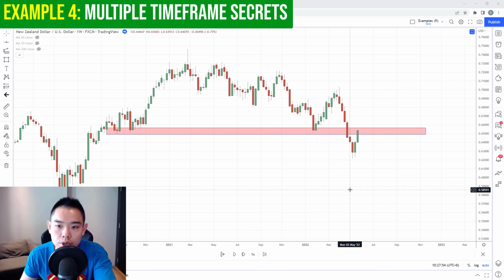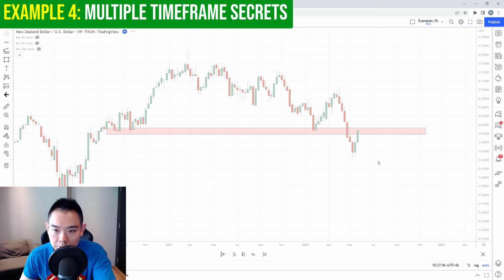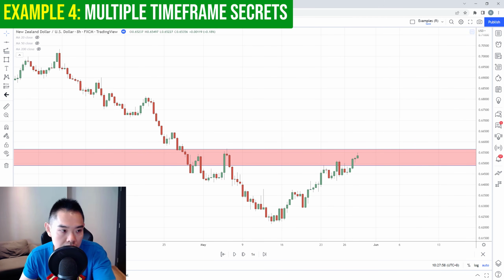Okay, so what you want to do is to go down to a lower time frame like the 8-hour time frame. Now at the 8-hour time frame, this is what you're seeing. You can see that this market is approaching this area of resistance over here. What you're looking for is possibly a bearish price rejection to help you time your entry. So let's see what happens next.